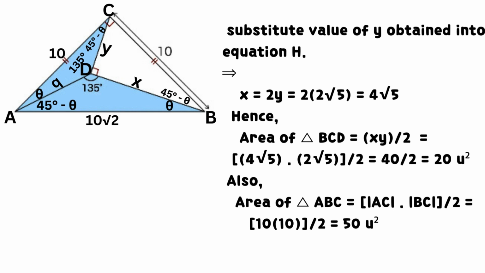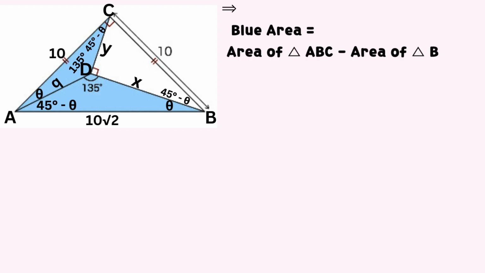Also, area of triangle ABC equals half the product of line AC and line BC, which equals 50 square units after simplification of substituted values. Blue area equals area of triangle ABC minus area of triangle BCD, which equals 50 minus 20 equals 30 square units.